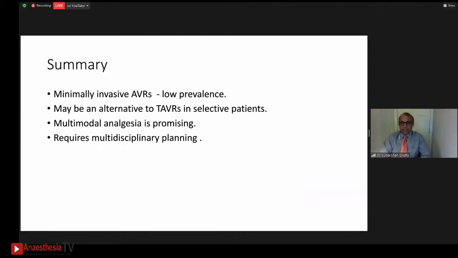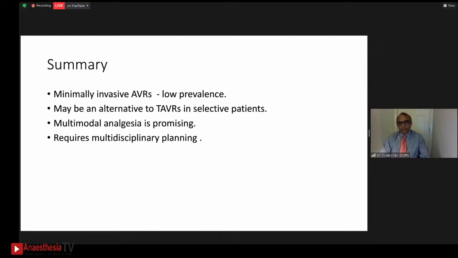So in summary, minimally invasive aortic valve replacements are not that prevalent, but I think competition with TAVIs is going to increase now that we are doing TAVRs on patients who are much healthier, and this is not a last-ditch effort to save patients who are not surgical candidates. And sutureless valves are coming into place now. This may be the future.